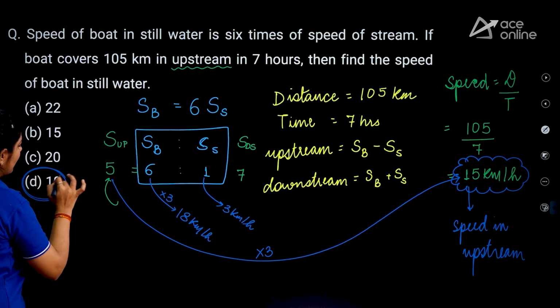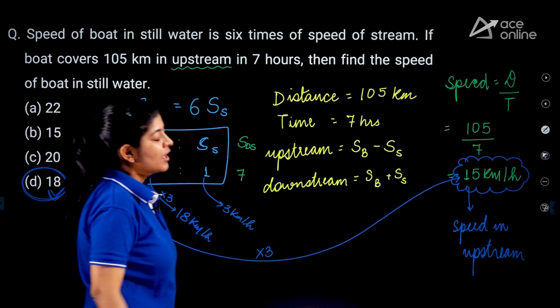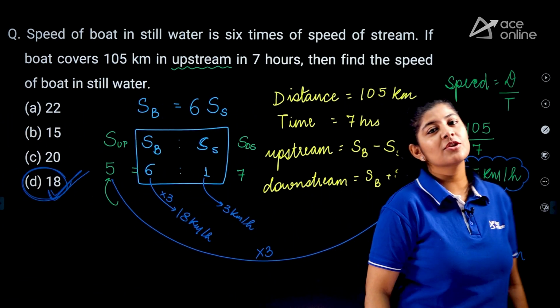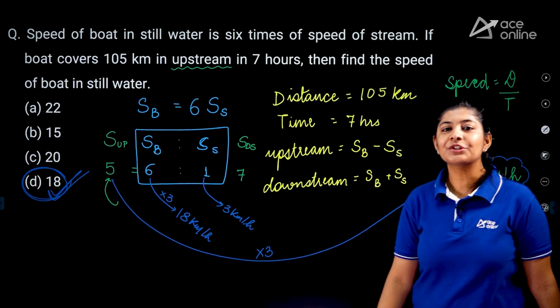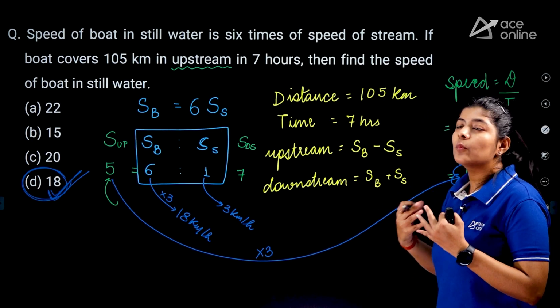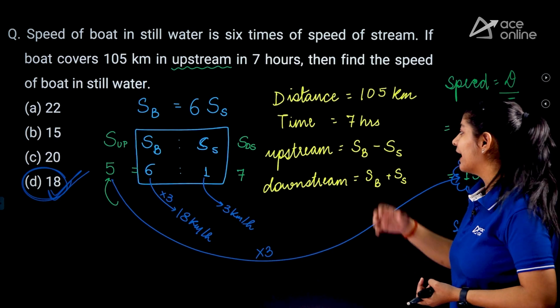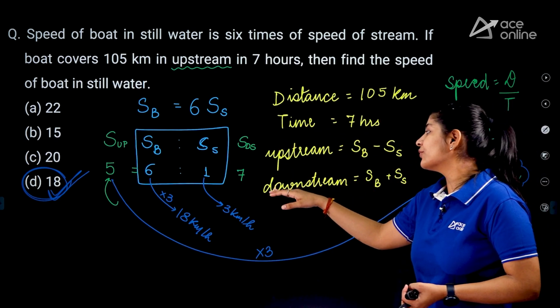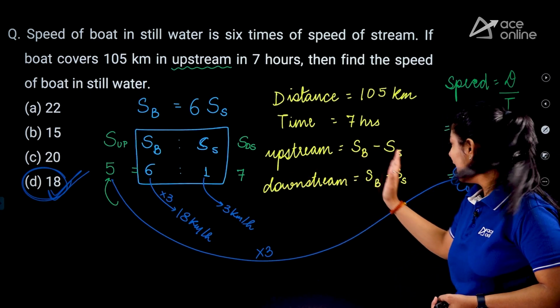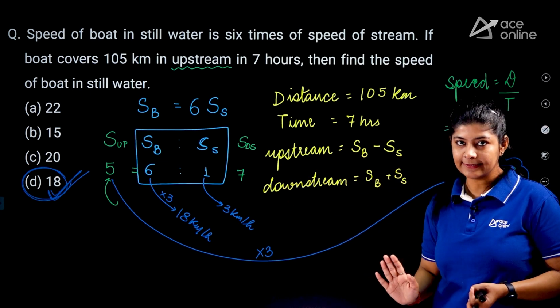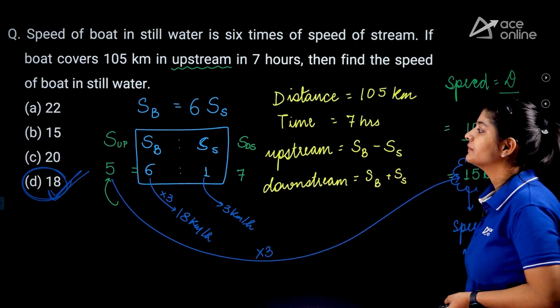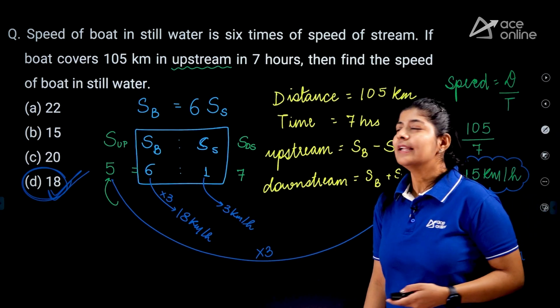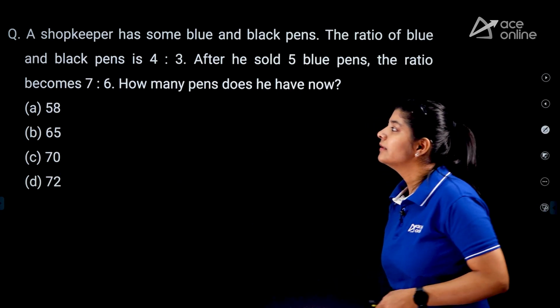So the correct answer over here is option number D. All you need to take care of is what stream we have to find out. If we have to find out upstream, then we have to subtract. If we have to find out downstream, then we have to add the values. Is it clear? Okay. Next, let's solve some more problems.